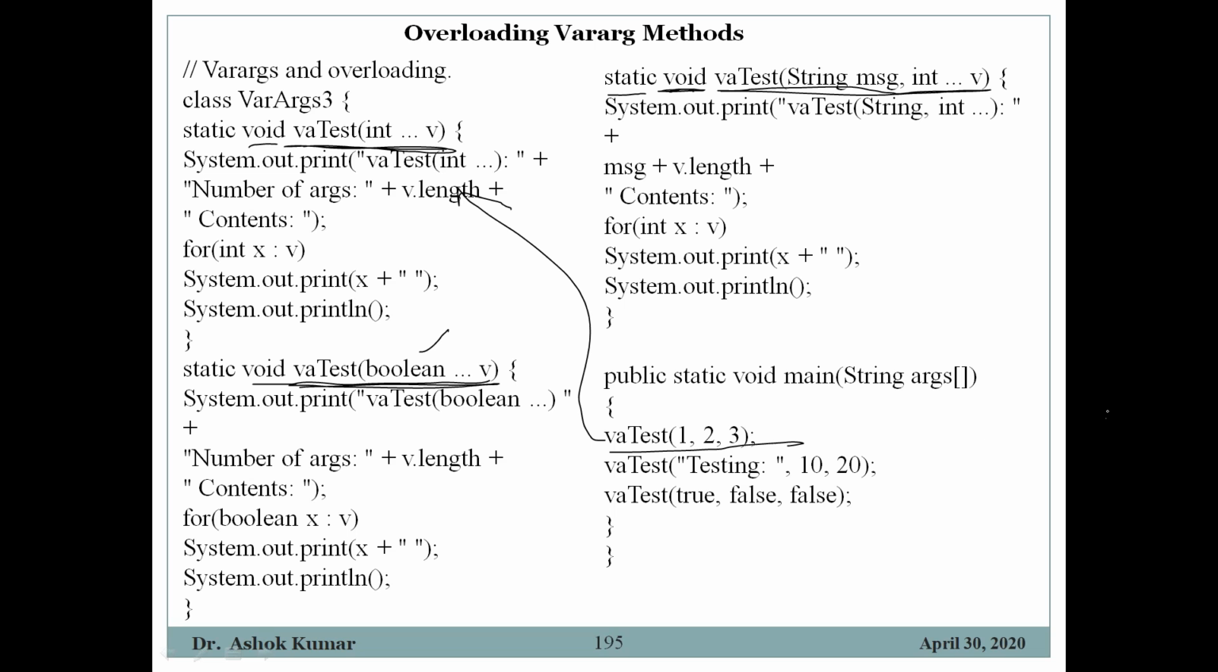In the second call, the first is a string and the rest are two integers. So in this case the matching method is the third one, where it can receive the first string type argument, and the rest of the integer type arguments can be assigned to the variable array of type integer. So in the second case, the third VA test will be called. And in the third call, because all the parameters are of type boolean, true, false, true, this will call the boolean method.